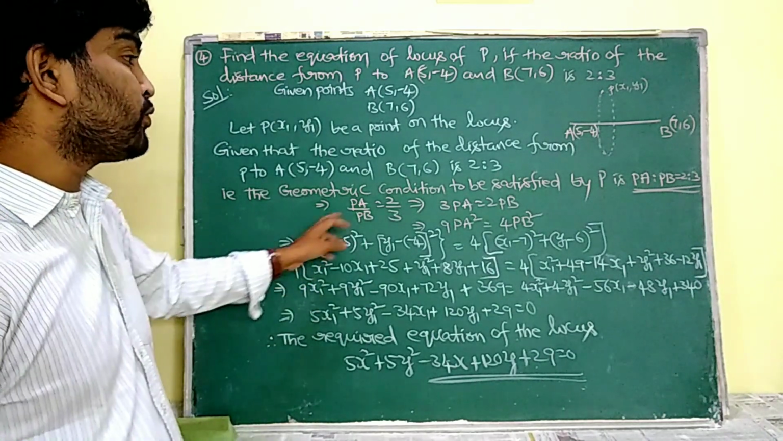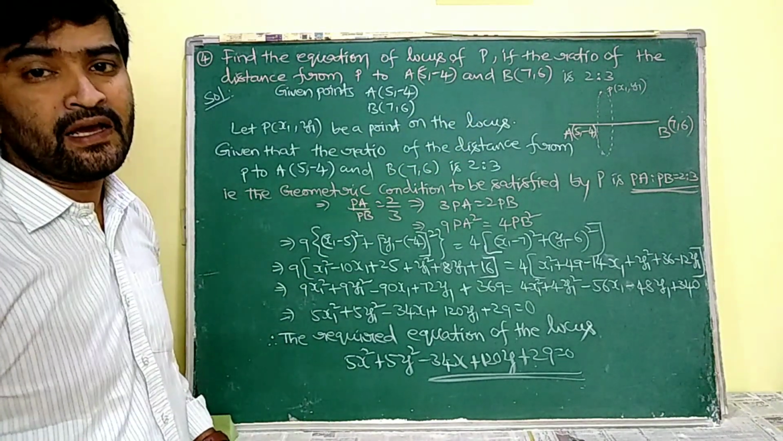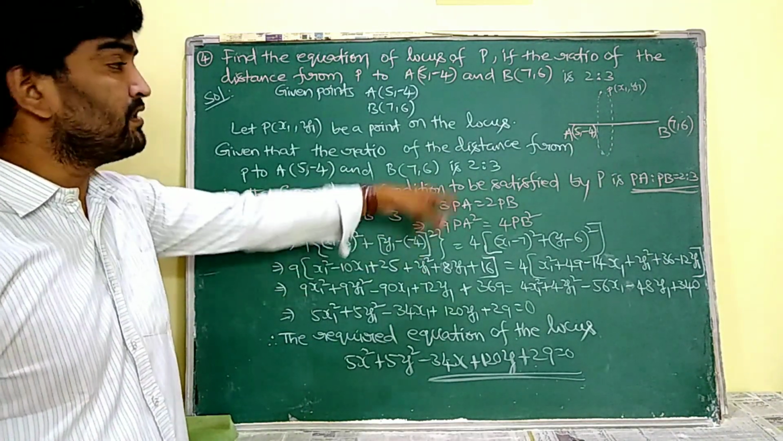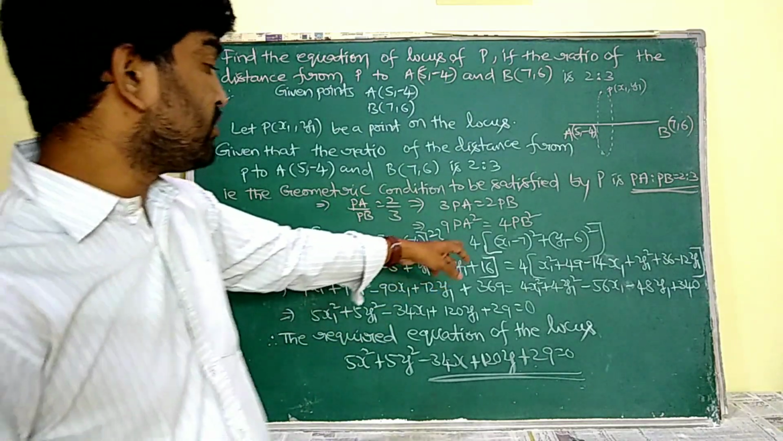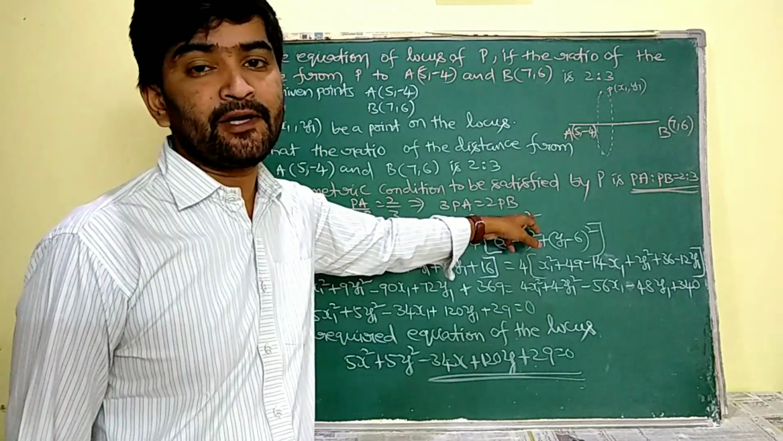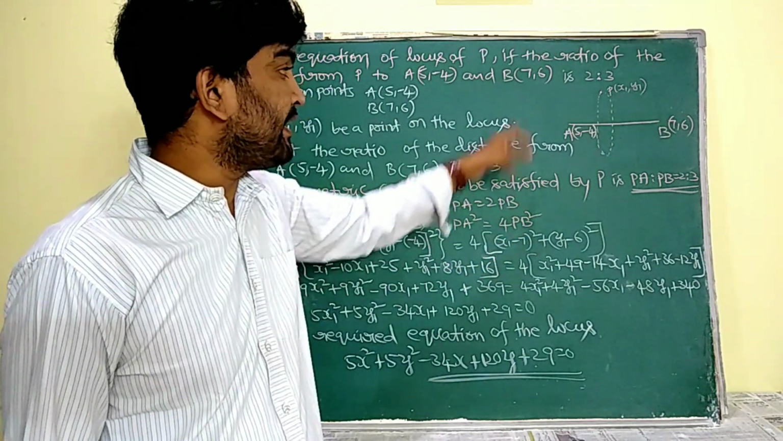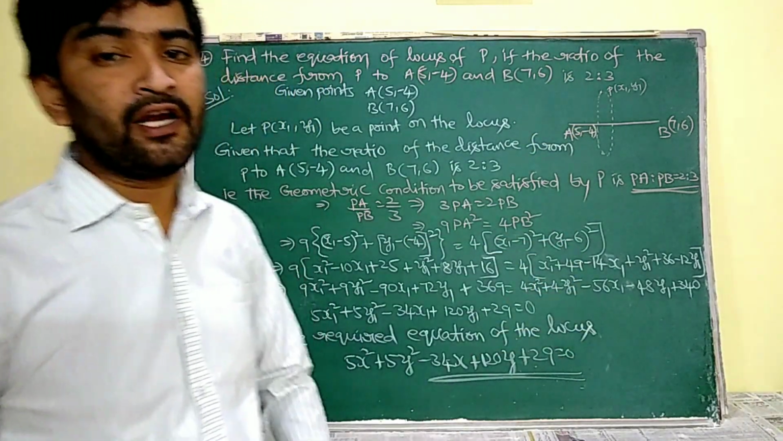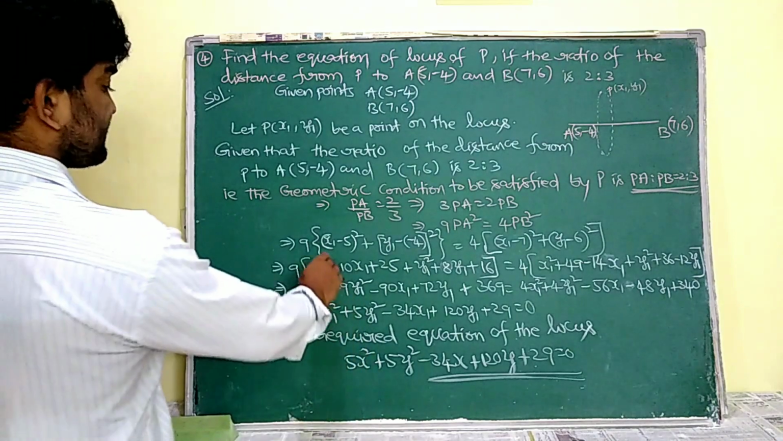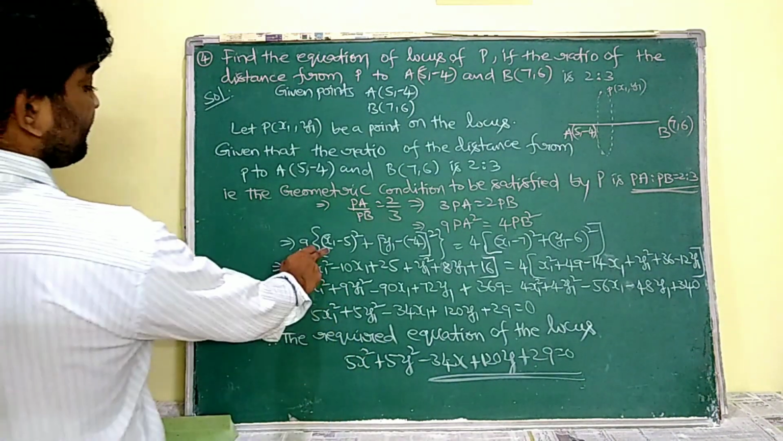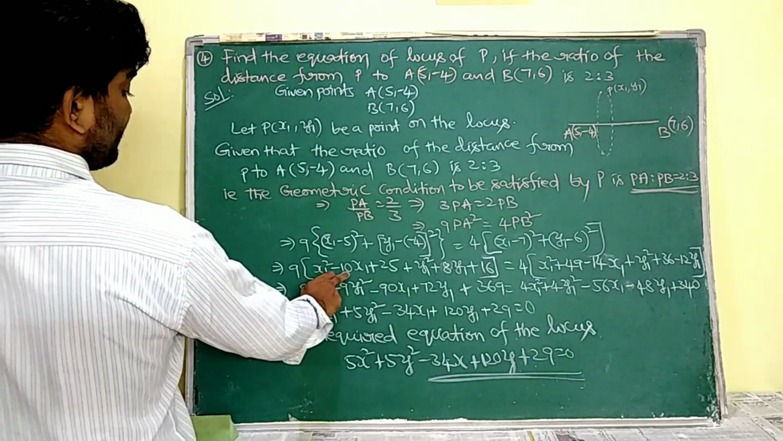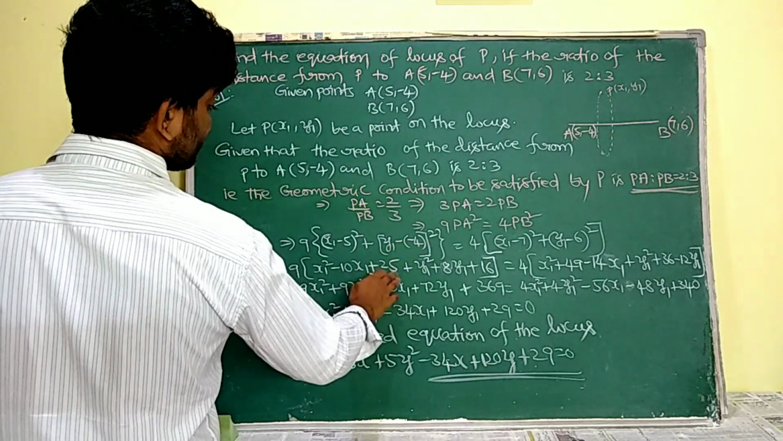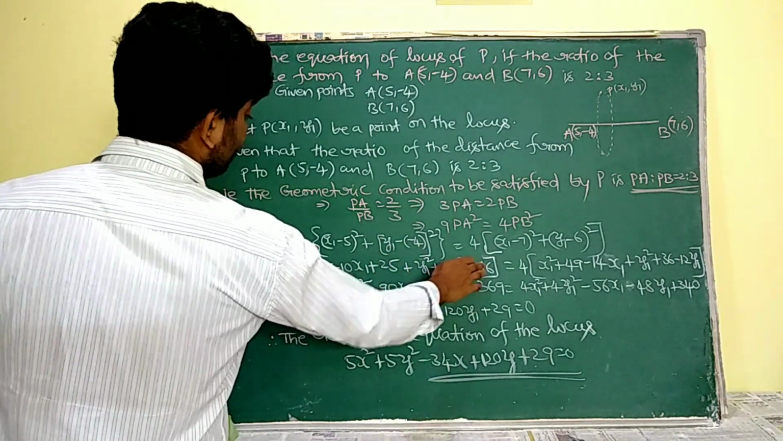So see, 9 into PA square, meaning the distance between P and A whole square, that is (x1 minus 5) whole square plus (y1 minus of minus 4) whole square, is equal to 4 into the distance between P and B whole square. So P to B means (x1 minus 7) whole square plus (y1 minus 6) whole square. Now expanding this by using the formulas, this is in the form of (a minus b) whole square, therefore x1 square minus 10x1 plus 25. It is also in the form of (a plus b) whole square, so y1 square plus 8y1 plus 16.